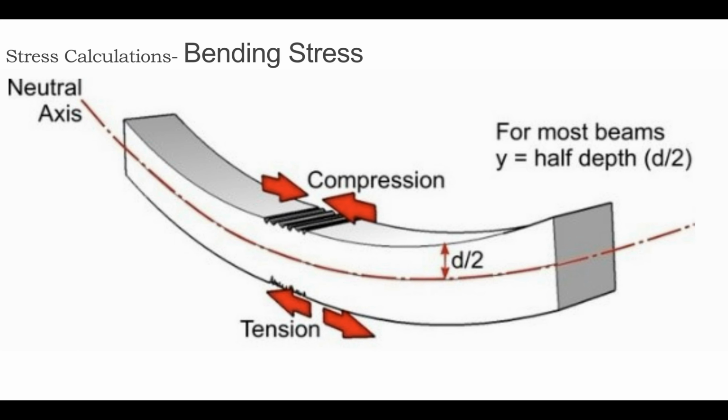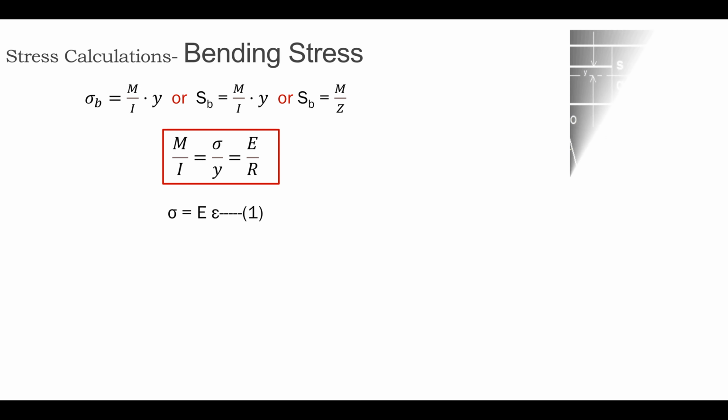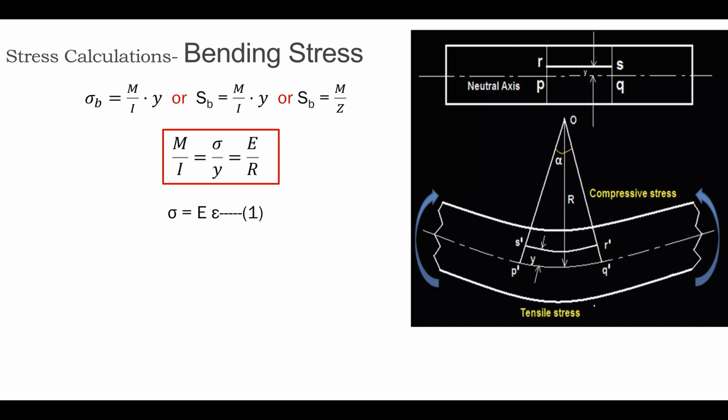Under bending, the top fiber of the pipe is subjected to compressive stress and the bottom fibers are subjected to tensile stress, while in the middle layer, the neutral axis, there will be no stress due to the external load or force. Let's prove mathematically how we can calculate the bending stress through the equation M over I is equal to sigma over Y is equal to E over R, where sigma is the bending stress, M is the bending moment of resistance, I is the moment of inertia about the neutral axis, E is the Young's modulus, R is the radius of curvature of the neutral axis, and Y is the distance from the neutral axis to the extreme fiber of the cross section, as you can see in the picture. So SB is equal to M over Z, where Z is the section modulus of the pipe.